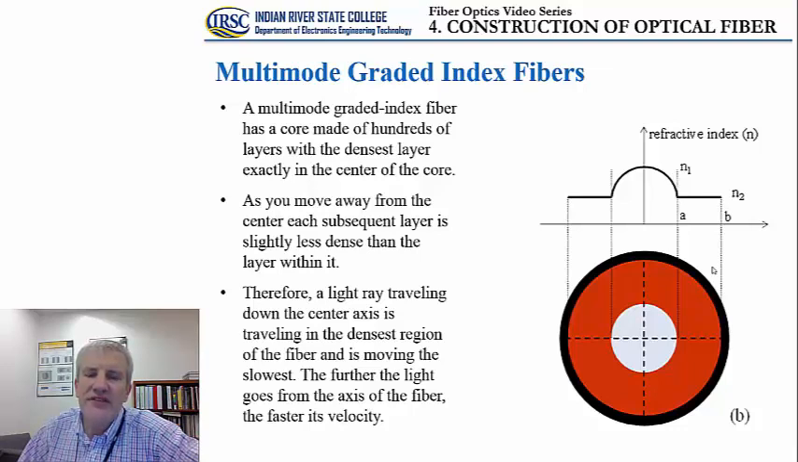A light ray traveling down the center axis is going to be traveling in the densest region, and it's going to have the lowest speed, as opposed to light that travels closer to the edge of the core, where we have optically less dense material, and we know that if we have optically less dense material, the speed of light is going to be increased. If we compare the speed of light in the center of the core to the speed of light at the edge of the core, the speed of light in the center of the core is going to be lower than the speed of light close to the edge of the core in this type of so-called multi-mode graded index optical fiber.